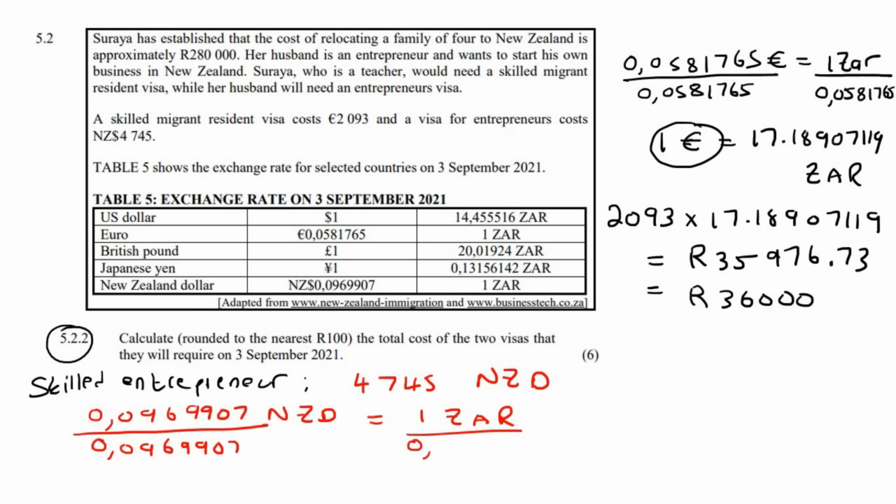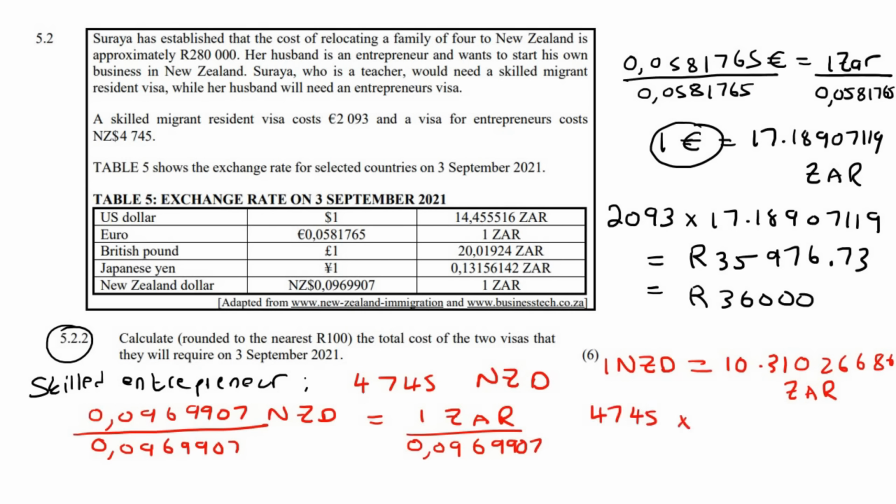So what you do in mathematics, you have to do to the other side, 0.0969907. And so what you'd find is that 1 New Zealand dollar is going to be the same as 10.31026686 ZAR. So think about that. For every 1 New Zealand dollar, it's about 10 rand. So if you have this many New Zealand dollars, how much rand would that be? Well, you can just say 4745 multiplied by 10.31026686. And if you do that, this one's even more expensive.